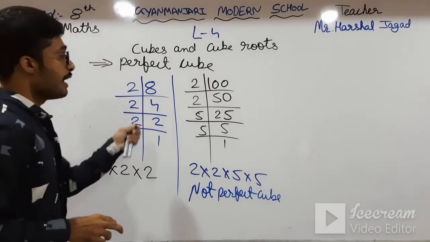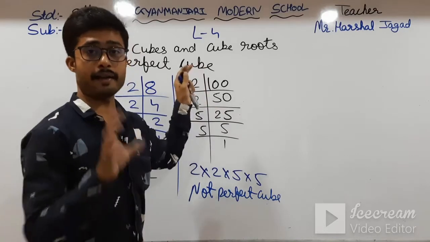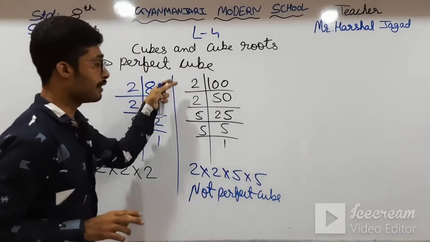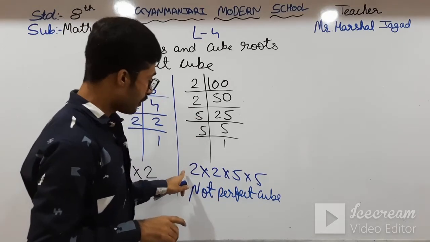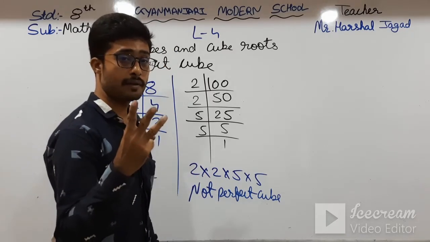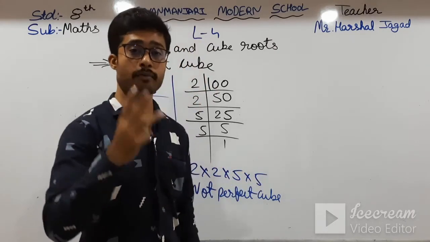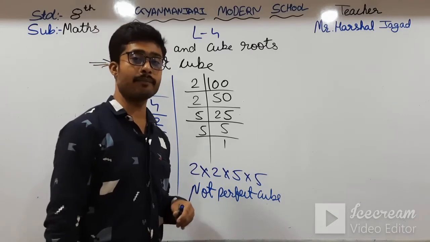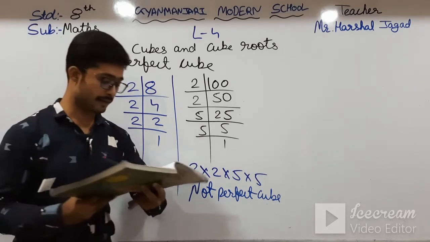Why? What is a perfect cube? If we factorize that number, then there will be 3 same factors, means 2 into 2 into 2, 3 times 2 comes, and 5 into 5 into 5, 3 times 5 comes, then it is a perfect cube. There are some examples of perfect cube in your textbook. Let us see that.